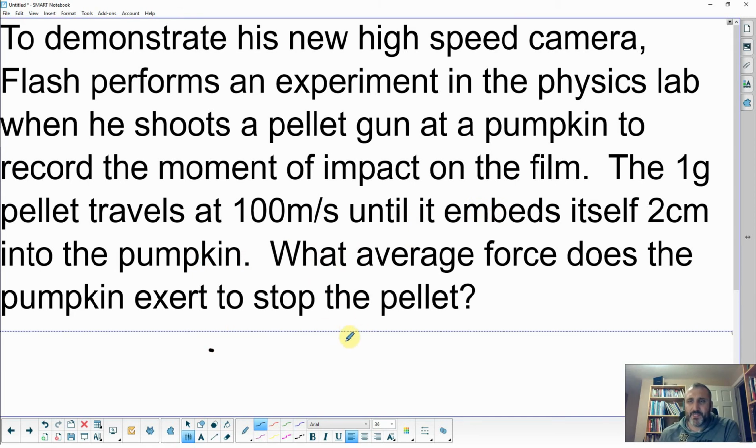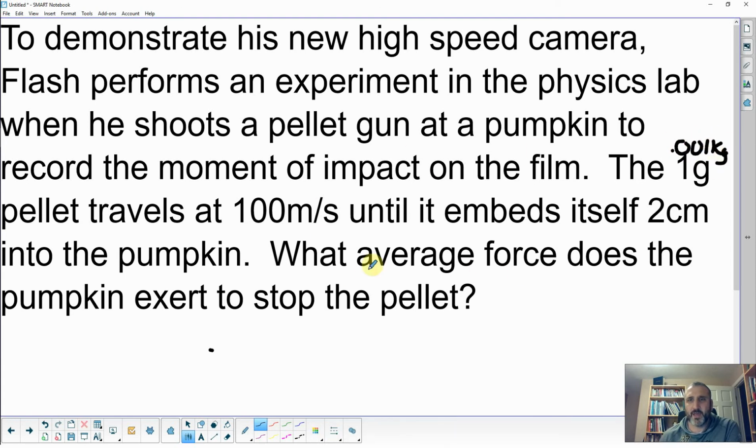So, this is going to be interesting. First, we've got a couple of units. The 1 gram is 0.001 kilograms. Let's start with that. And then we've got 2 centimeters, or 0.02 meters. So we've got to get rid of those bad units and use those good units.